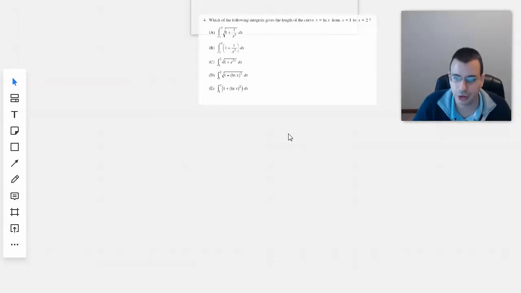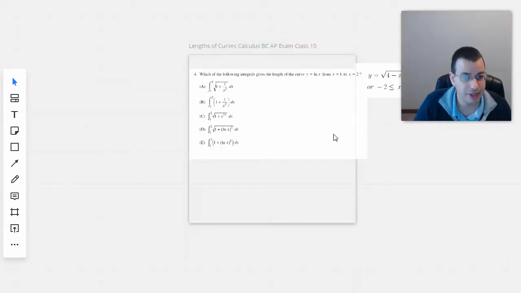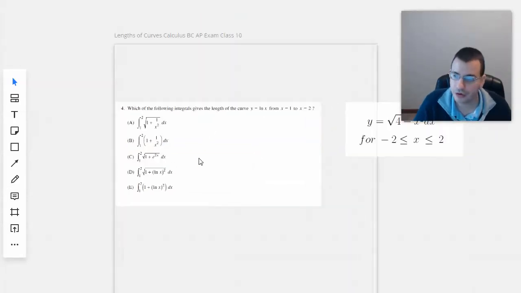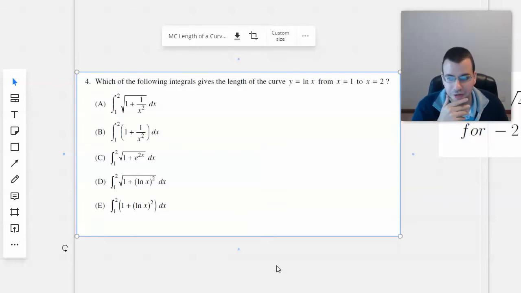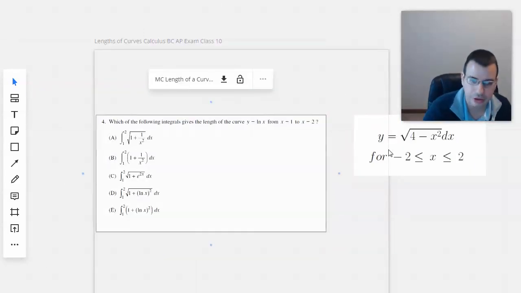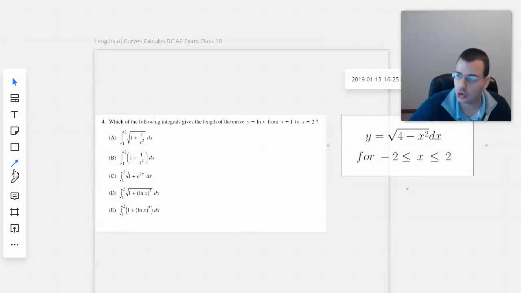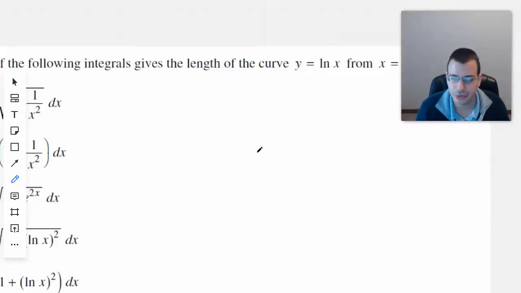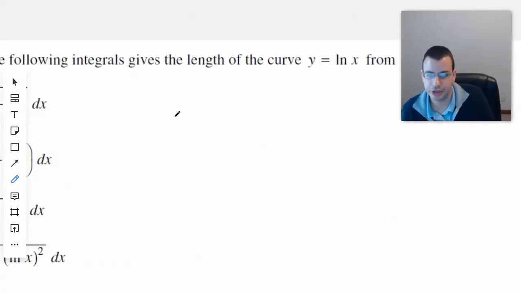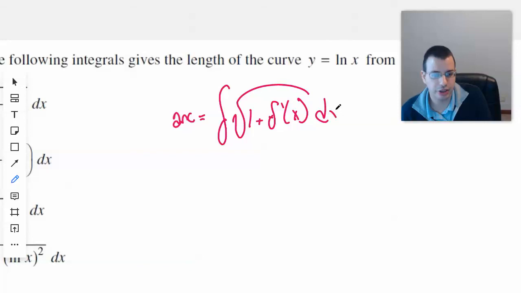So this would be the sort of question you might find on an AP exam relating to arc length. Which of the following integrals gives the length of the curve y equals ln of x from x equals 1 to x equals 2? Oh, okay. So, do the same thing. Write out the equation. So it would be arc length equals integral of the square root of 1 plus f prime of x squared, dx.